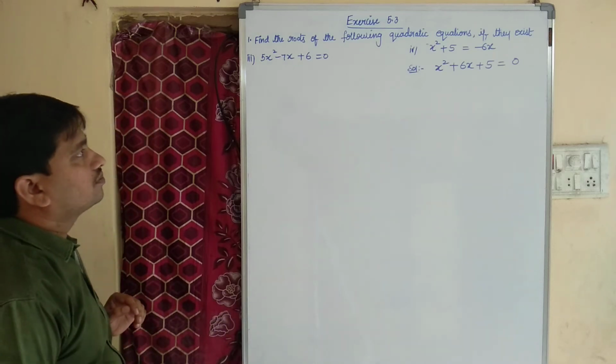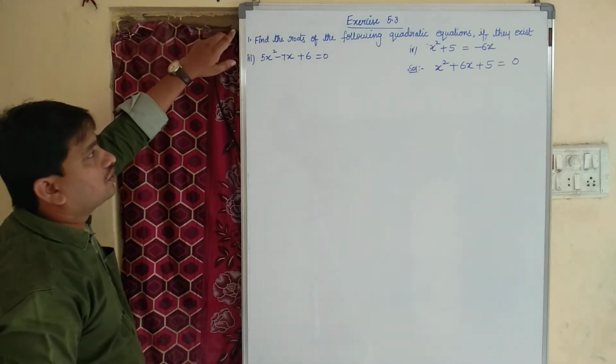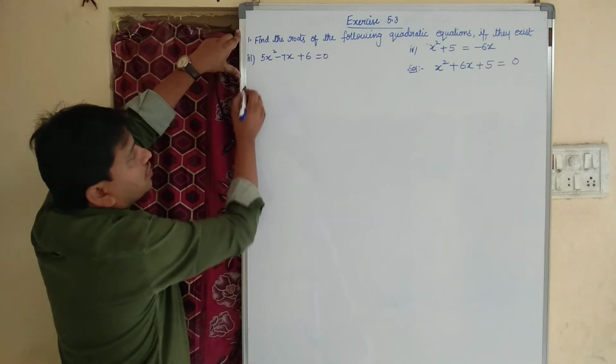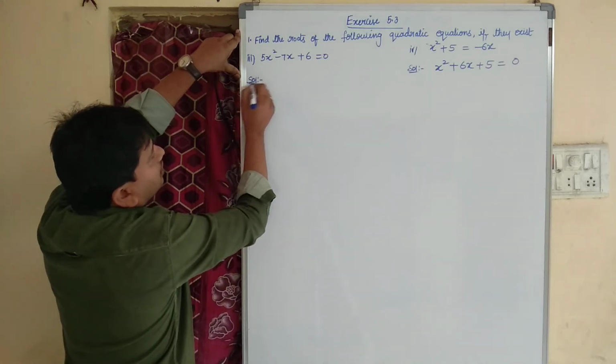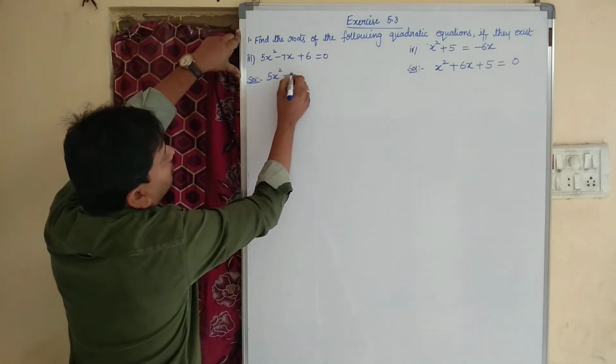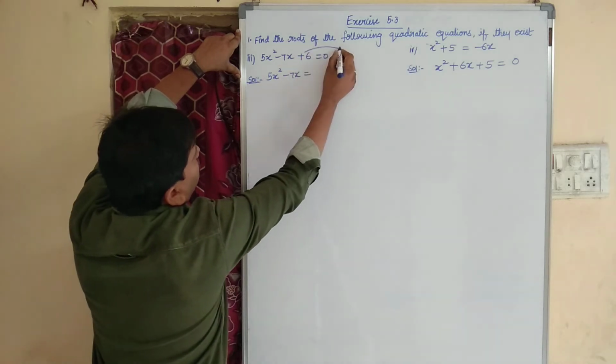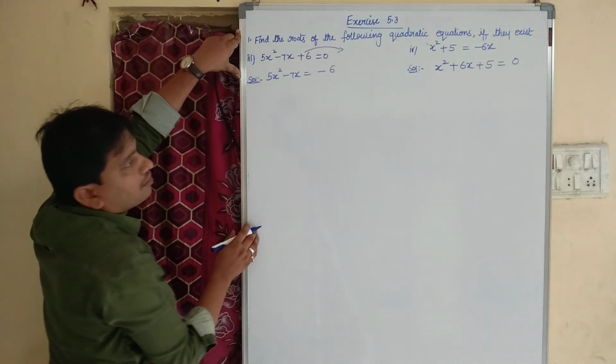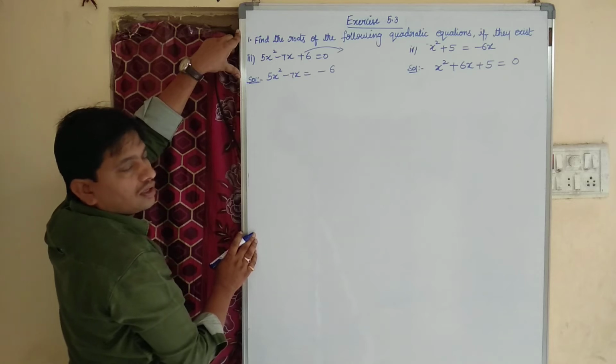Right? Now, the step 1 is what we need to do? We need to transpose the constant towards the right hand side. Then this will become 5x² − 7x = −6 when you transpose the 6. Right?